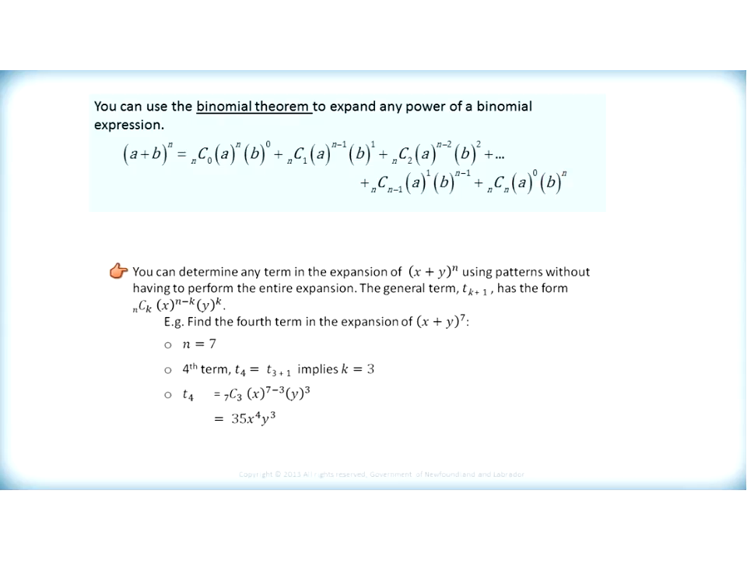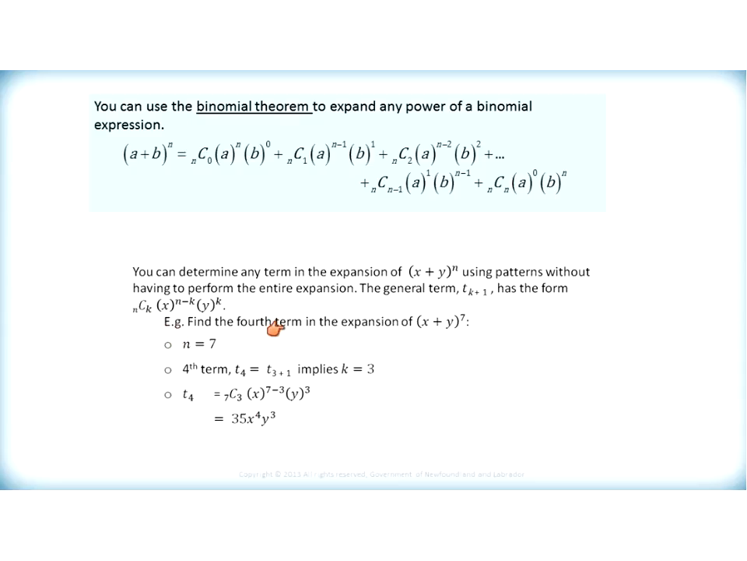Very important statement here. You can determine any term in the expansion of (x + y) to the n using patterns without having to perform the entire expansion. The general term, t sub k plus 1, has the form C(n,k), x to the n subtract k, like I just told you, these two numbers subtracted, y to the k.